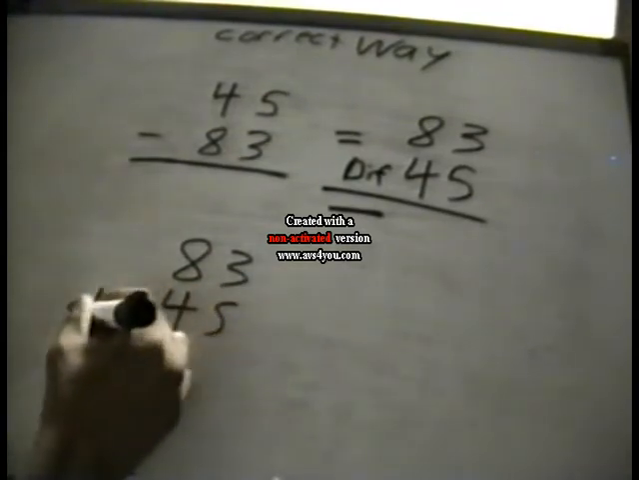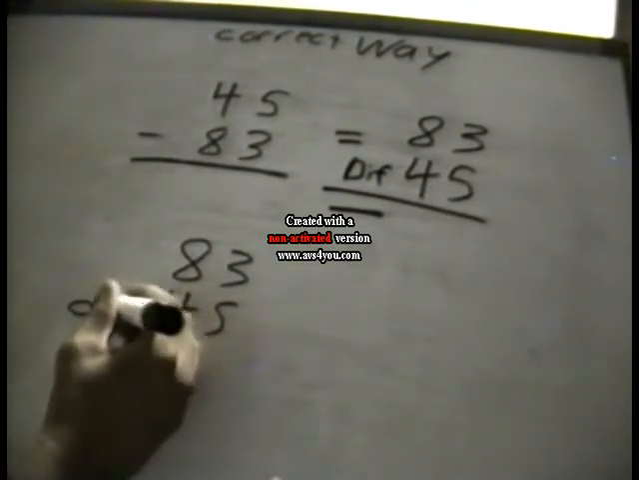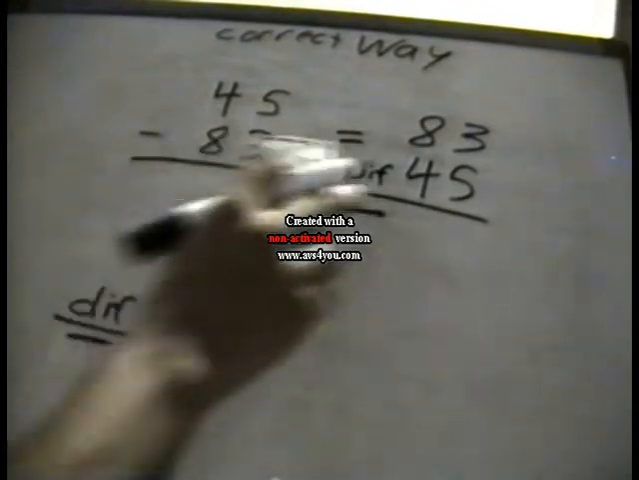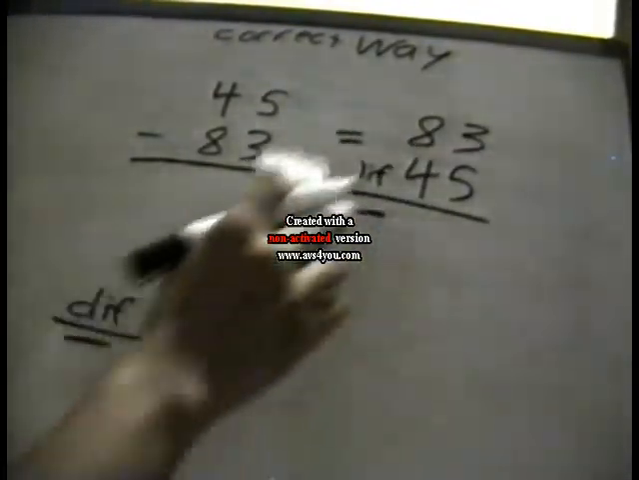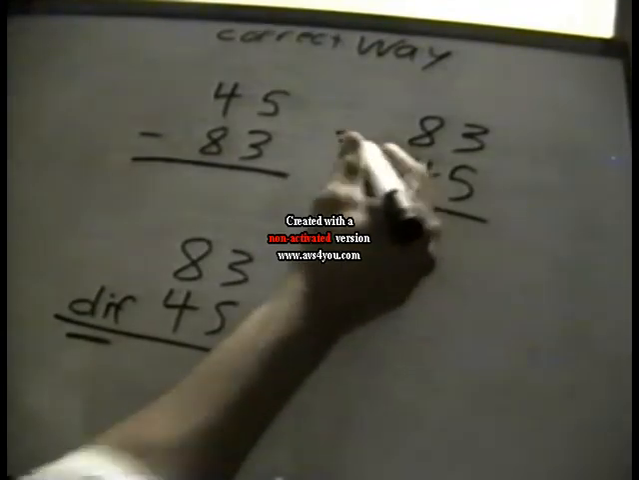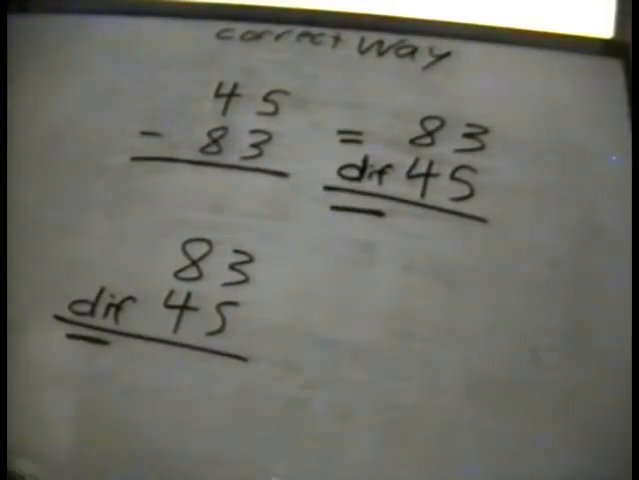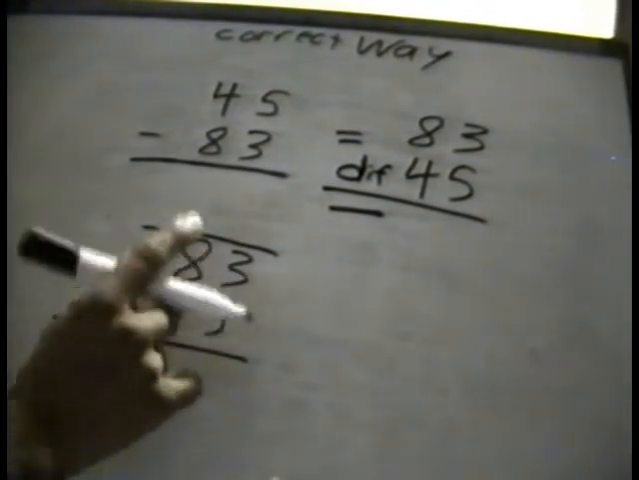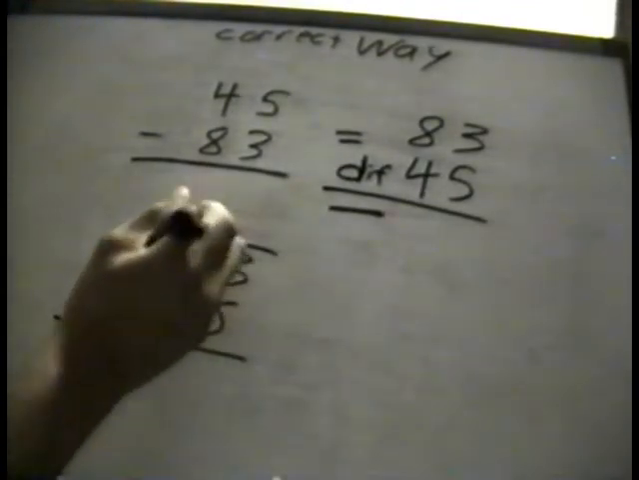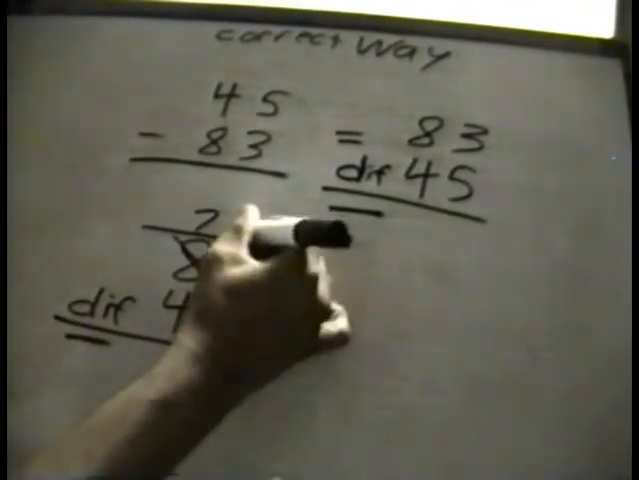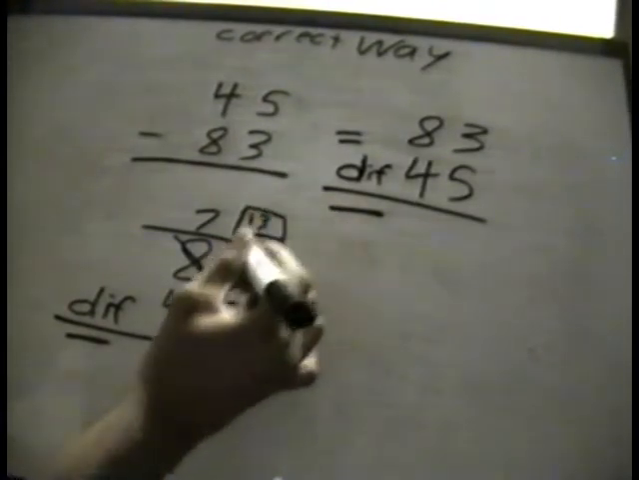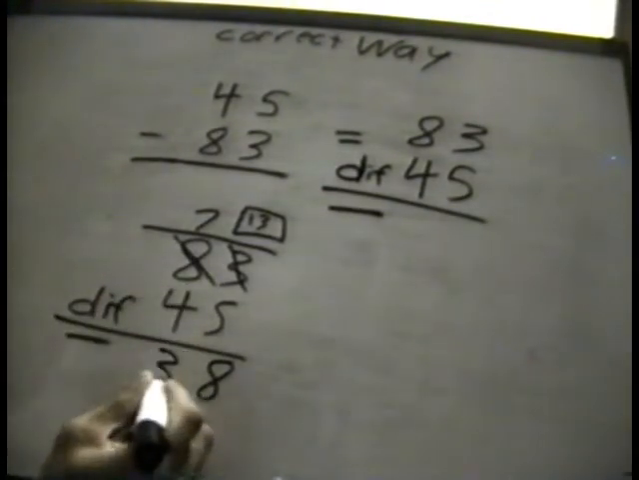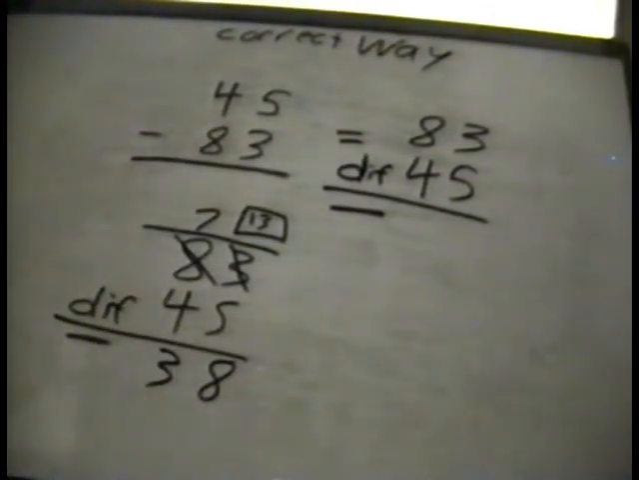So that's how you write it. You take the difference. It doesn't matter if you write a small d or capital D. You should probably just write a small d. So we take the difference between 83 and 45 and we subtract it. 5 from 3, we must borrow 8. That becomes a 7. 3 becomes 13. Minus 5, which is 8. Here we get 7 minus 4, which is 3.